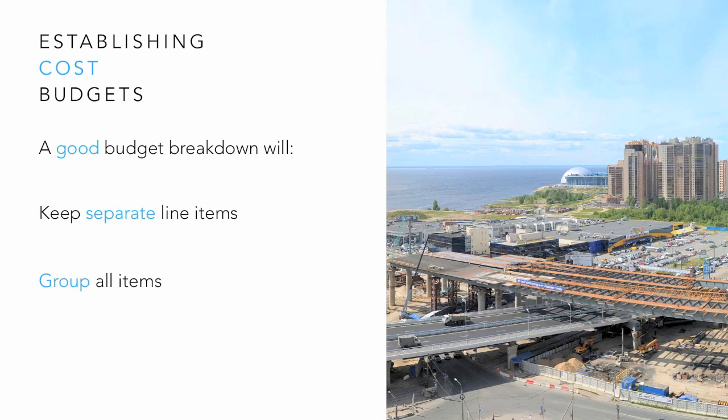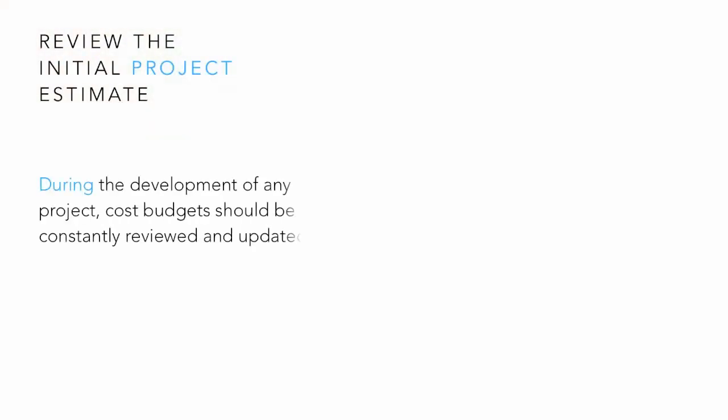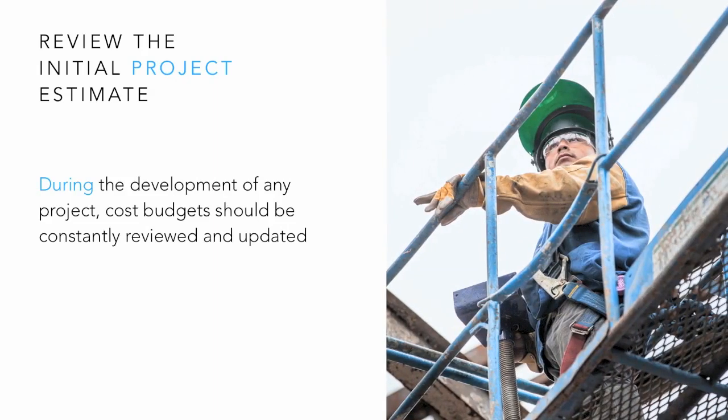The project budget steps include: Review the initial project estimate. During the development of any project, cost budgets should be constantly reviewed and updated. The type of review required depends upon the stage of development of a project. In initial phases, as improved or more detailed information becomes available, it is important to consider and revisit estimated quantities, labour rates, and the size of contingencies for accuracy and inclusion of additional information.